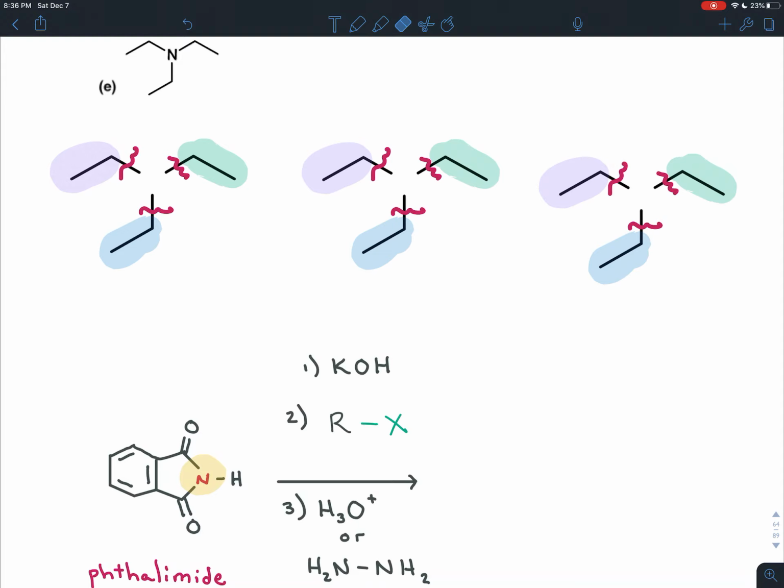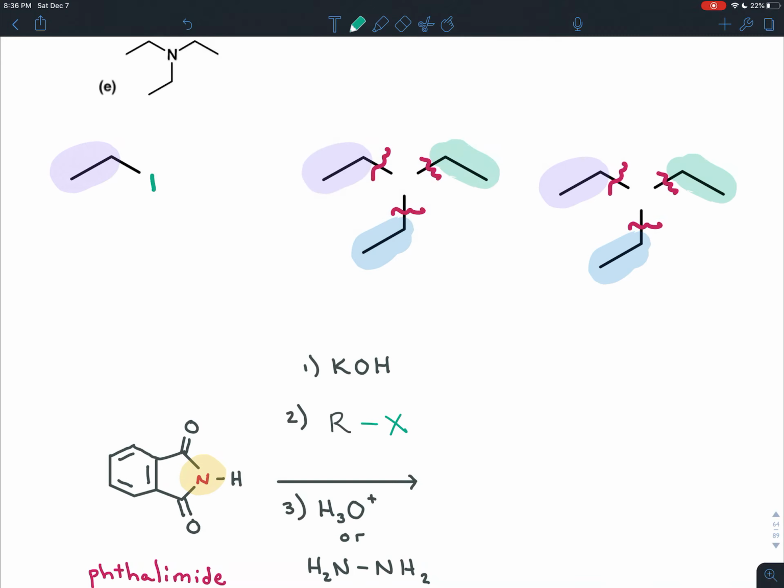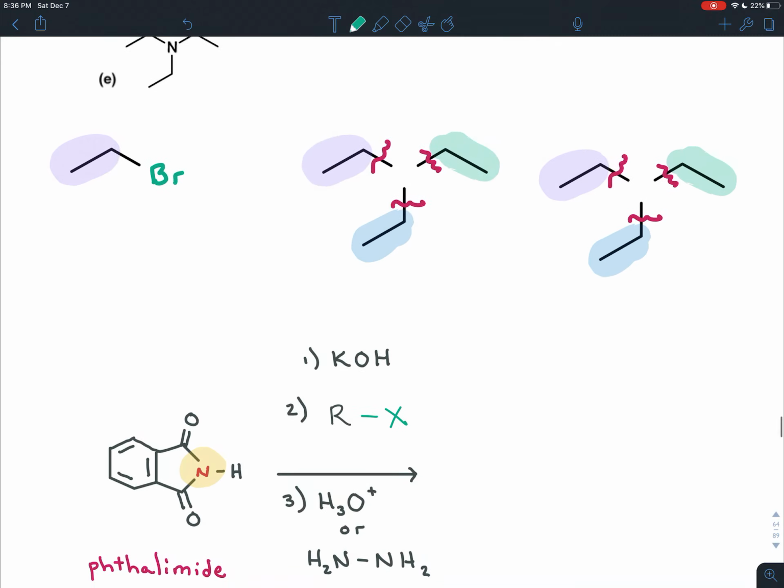We need to make an alkyl halide. We could use any of these to do that. I'm going to use the purple one. Where the nitrogen was bonded, we'll put a leaving group like bromine. It could also be chlorine or iodine.